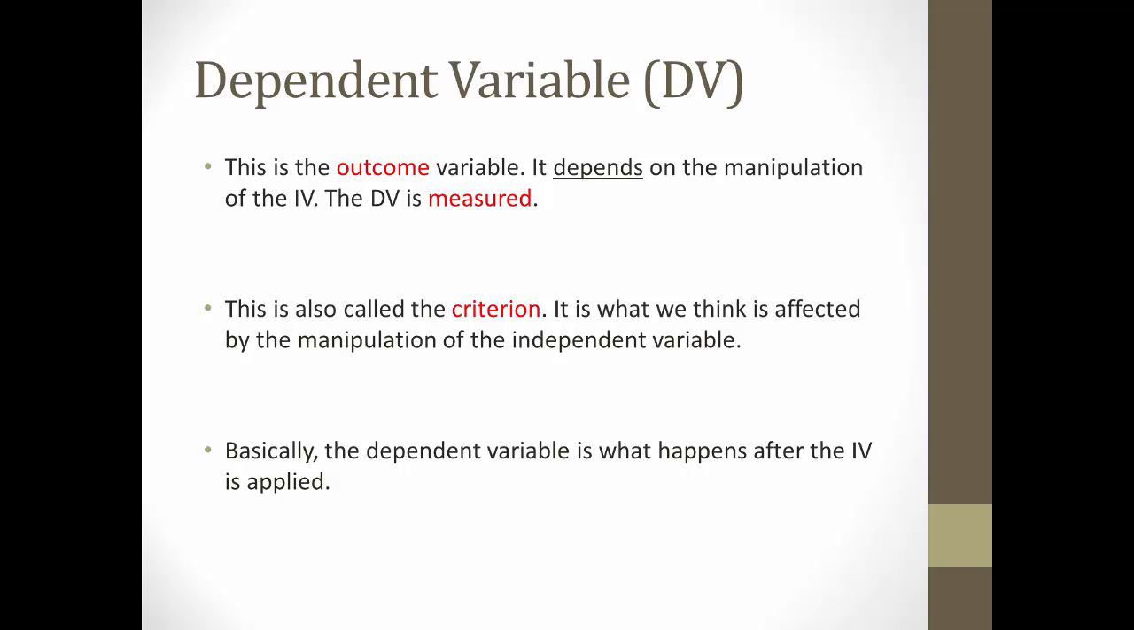Now, the dependent variable is the outcome variable. It depends on the manipulation of the independent variable. It is measured. This is also called the criterion. It is what we think is affected by the manipulation of the IV. Basically, the dependent variable is what happens after the IV is applied.